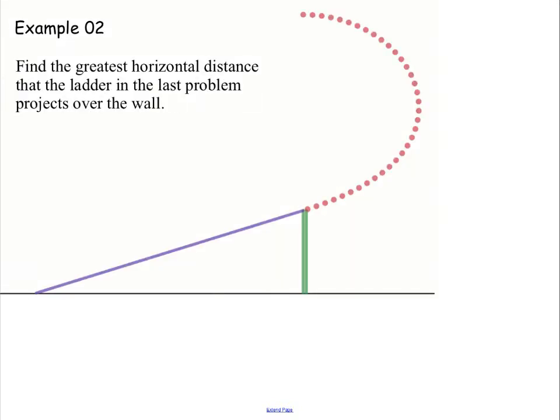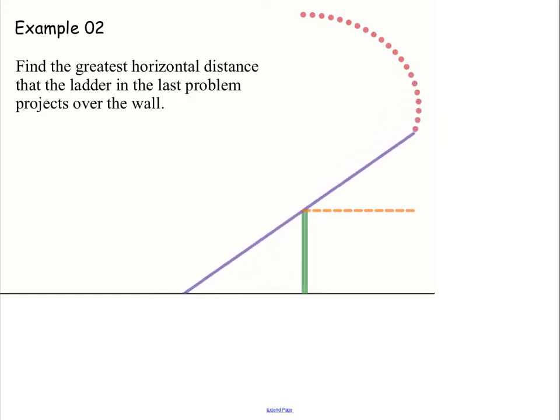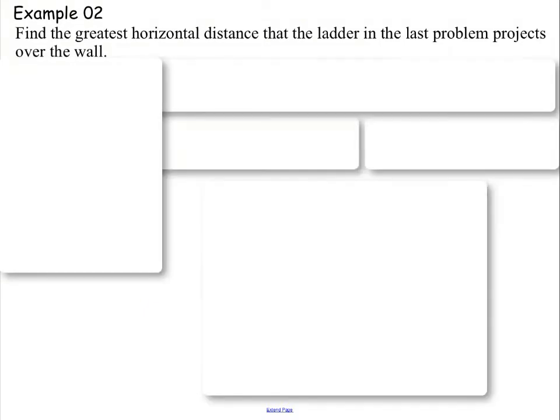We can use the same setup to answer different questions. For example, we can find the greatest horizontal distance that the ladder projects over the wall. In this animation, that would be the length of the dashed orange line. We'll need a drawing again, of course, and we'll use this sketch.